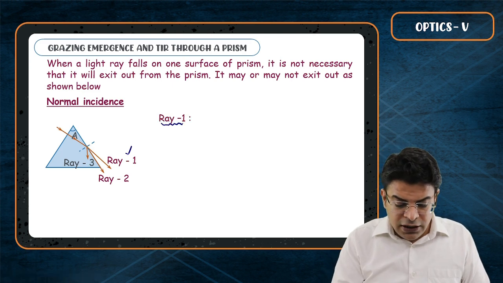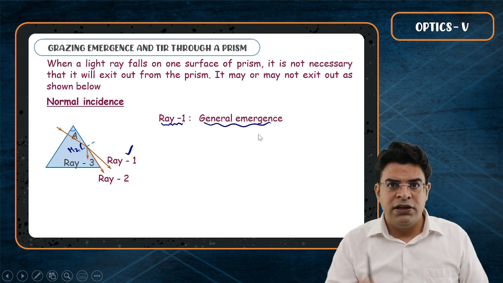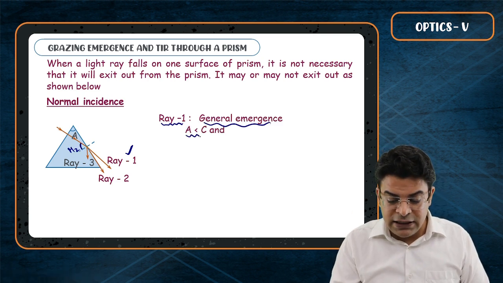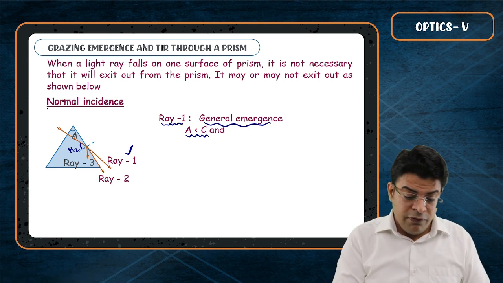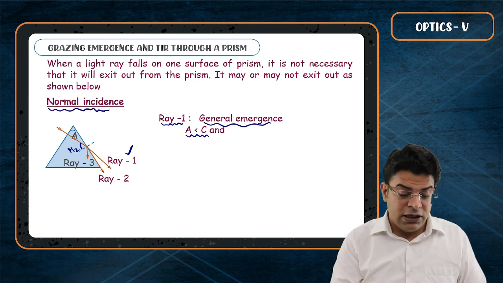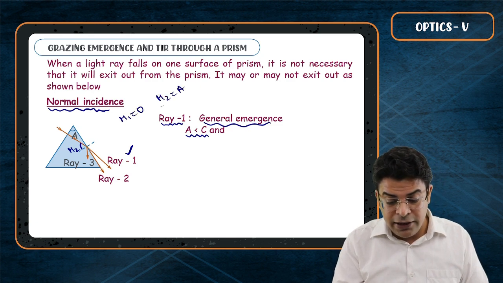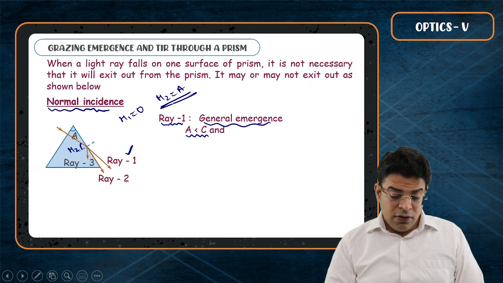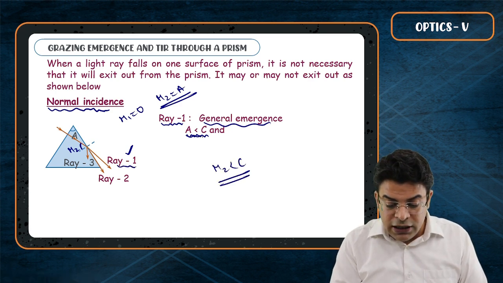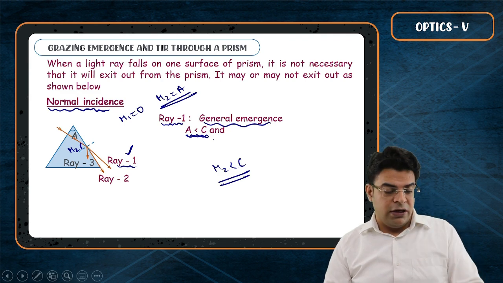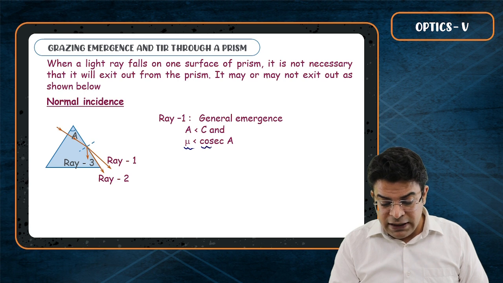So let's take the three cases one by one. For the ray to emerge out as in case 1, this angle R2 has to be less than the critical angle. And for this particular case, where you have got normal incidence, R1 is 0, so R2 has to be equal to A. So for this ray to come out, R2 has to be less than the critical angle, or the apex angle has to be less than the critical angle. And you can say that mu has to be less than cosec A.